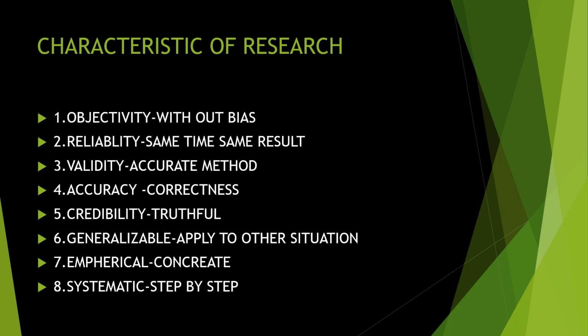Okay, next is empirical. Empirical means concrete. Concrete means abstract things should not be in research. It is very valid and very clear and it should be touchable and very proper, and it is convenient and convincing to the people. That is what we call concrete. Next is systematic. Systematic means step by step. The research should be in a step by step process.